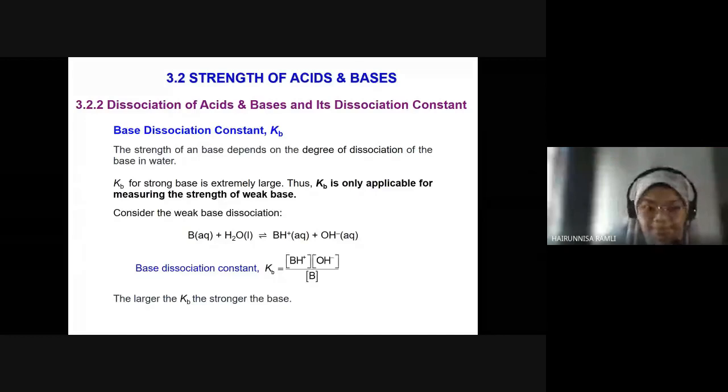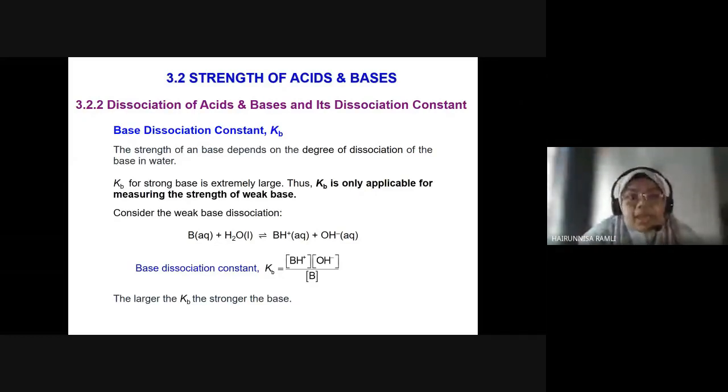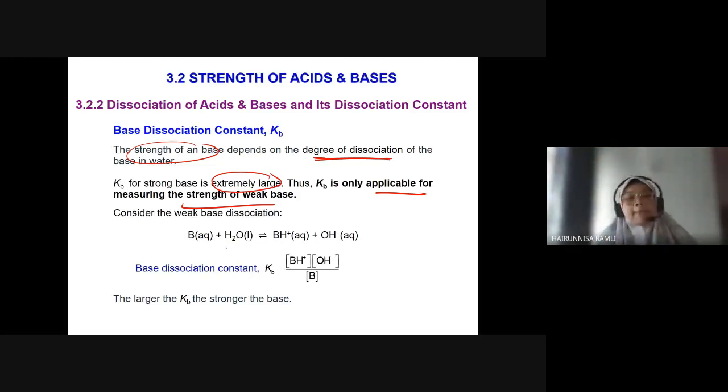So the same goes for base, the base dissociation constant, KB. The strength of a base depends on the degree of dissociation. So KB for a strong base is extremely large, so that's why it is not used for strong bases. KB is only applicable for measuring the strength of a weak base. The method is the same: we use the concentration of products over reactants, and we don't include water because it's a pure liquid.